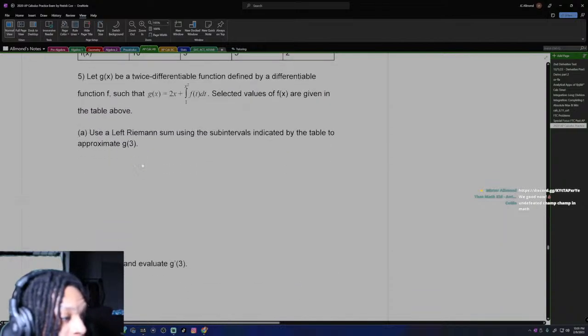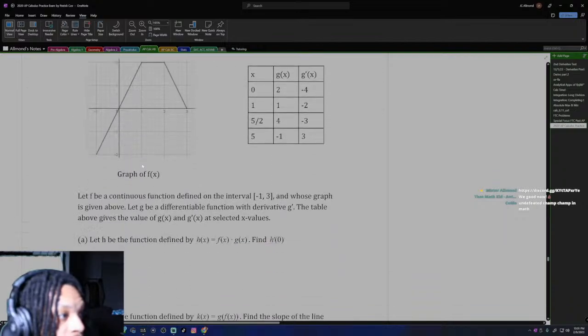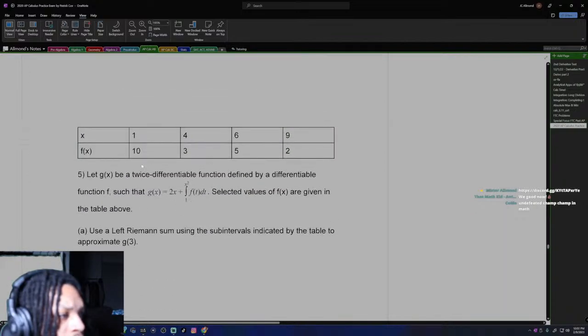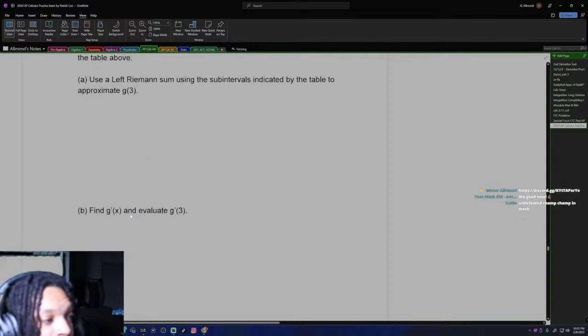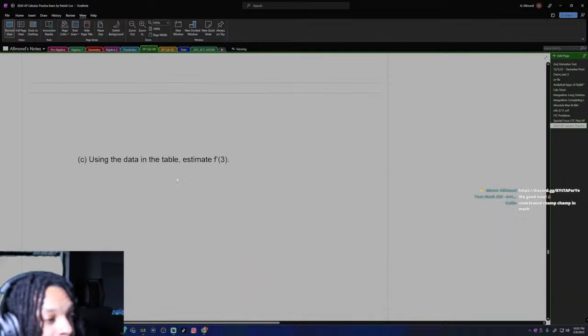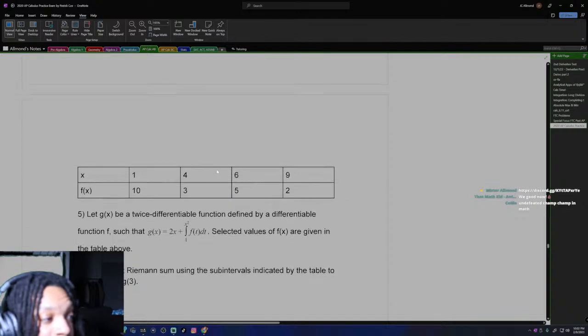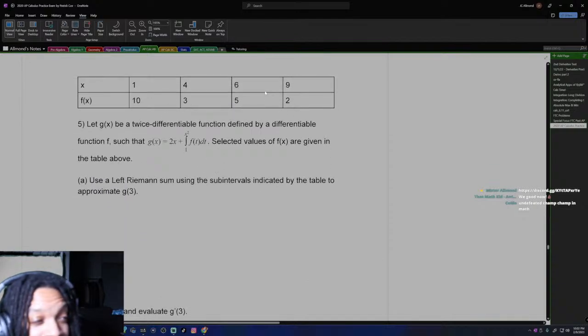FRQ 5. Wait, where's number 5? Oh, that's number 5. Okay, they're talking about twice differentiability and there's an integral sign. I'm noticing that that top bound is a function. Ooh, they got a Riemann sum in here. Find G prime and evaluate G prime of 3. Estimate f prime of 3. I noticed they said estimate, so I'm just going to use rise over run. Y2 minus y1, etc.